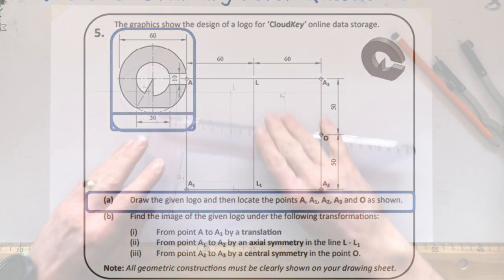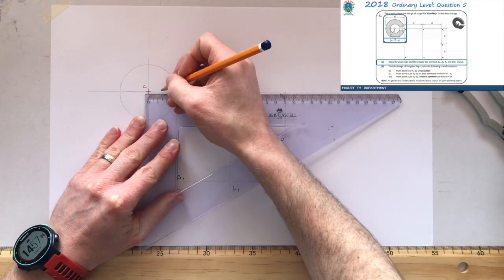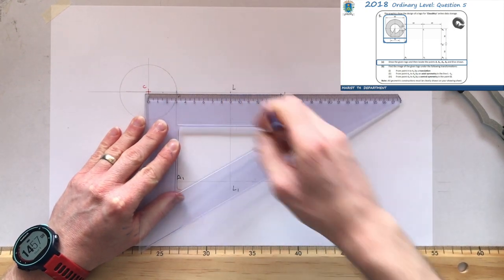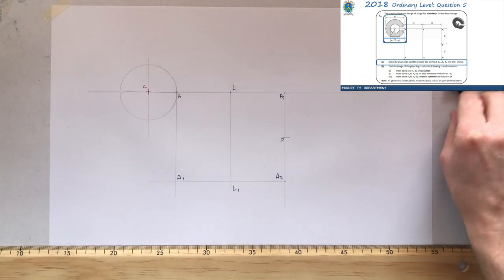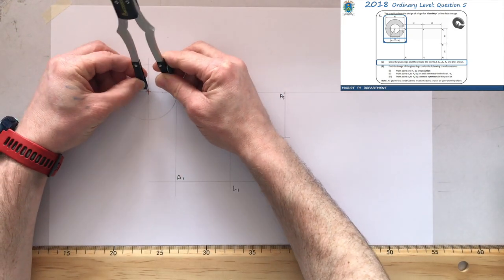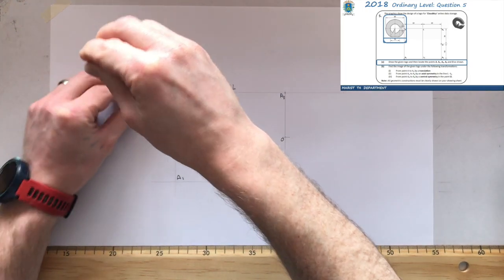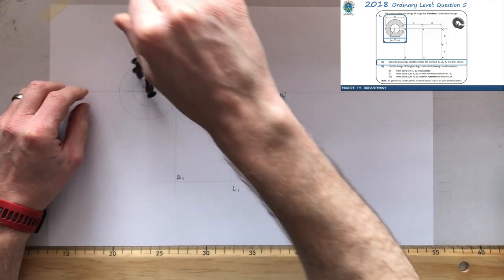With that in mind, from the center I'm going to measure out 15, because if we were told the diameter was 30, we know the radius is half that, which is 15. Using my compass, with the point at the center, I'm going to draw in a circle of radius 15. Again, I'm drawing this lightly all the way around.